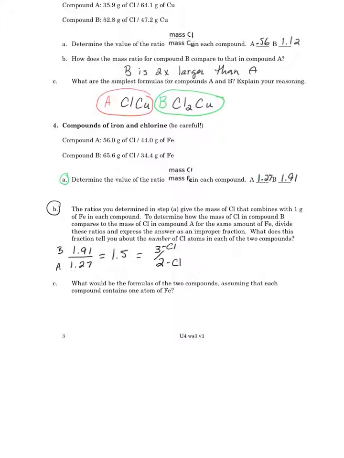So A is going to be Cl2Fe, and B is going to be Cl3 to 1, oops, that's a Fe. I'm going to back all that up. I wrote a 2 instead of an E. Cl2Fe, and for B, it's going to be Cl3Fe. And there are your answers.